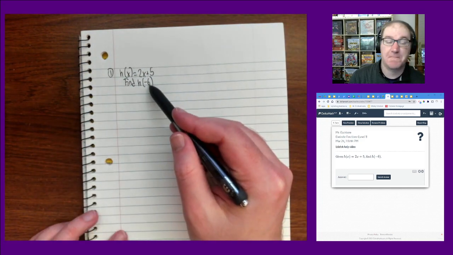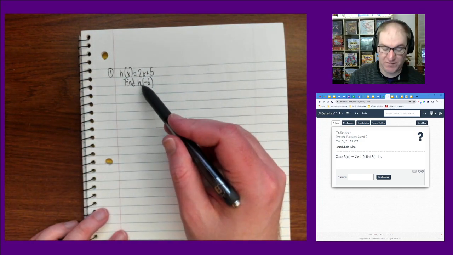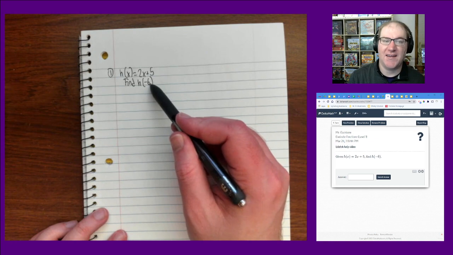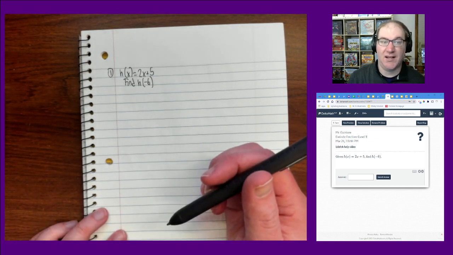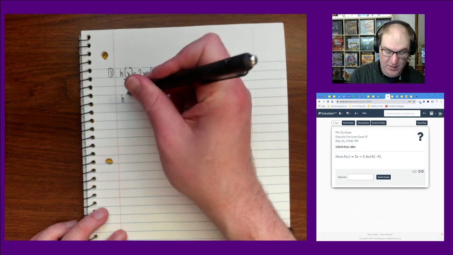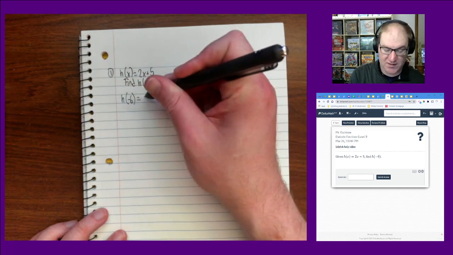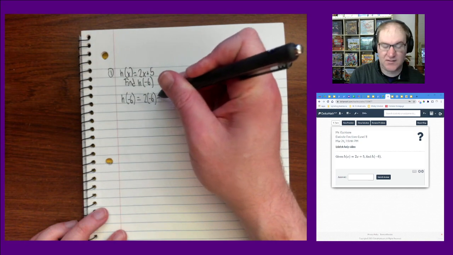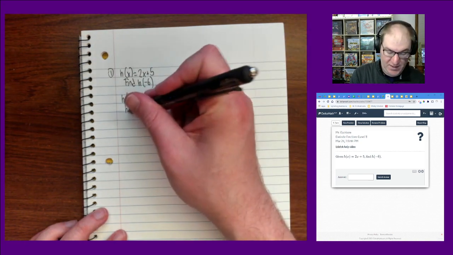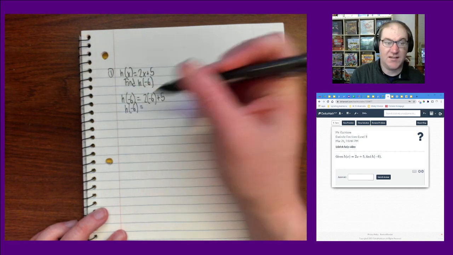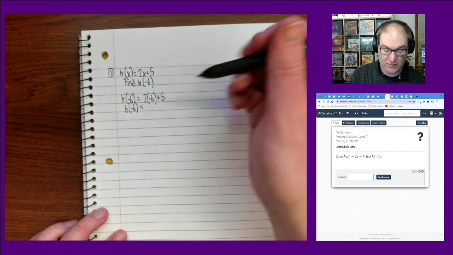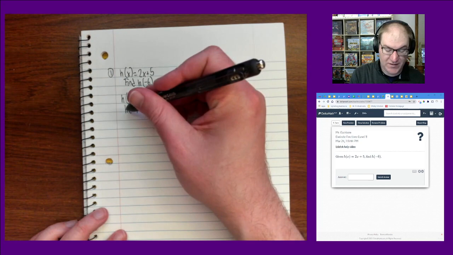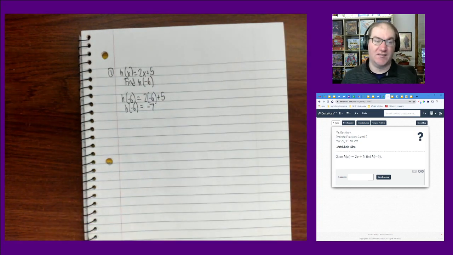What this means is to go to the function that's been named h and input negative 6. That means change all the x's in the problem to negative 6. So let's do that. h of negative 6 is equal to 2 times negative 6 plus 5. 2 times negative 6 is negative 12. Negative 12 plus 5 is negative 7. So h of negative 6 is negative 7.